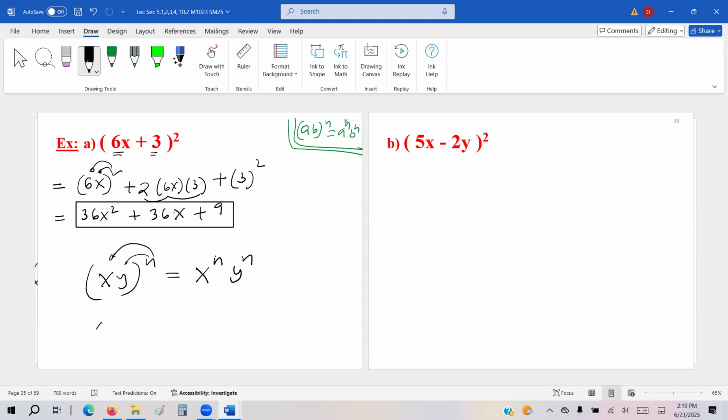Good. Now you have 6x with the 2 power. So what are you supposed to have? 6 squared and x squared. See? You would get x cubed if you had x squared and then you're multiplying by x. So when you have the same base and you're multiplying, you add the powers. But here you have only one base, so you're distributing the power.